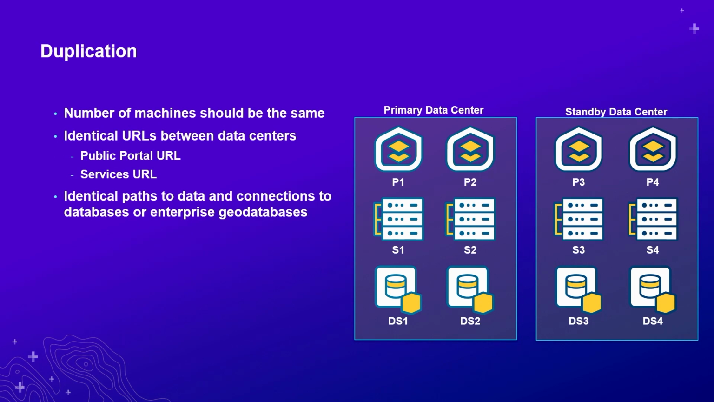So the DR tool does support taking a backup from an environment that is fully HA and then restoring it to one that is less HA. So maybe single machine sites.